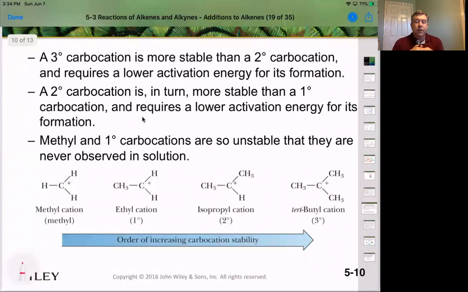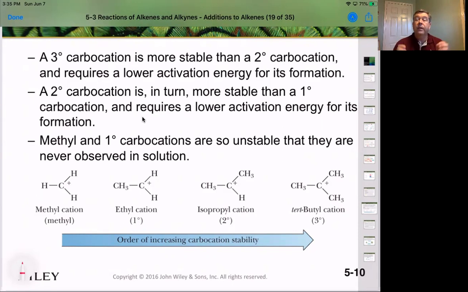Okay, so in the case of our regioselectivity, the reason it's selective is tertiary carbocations are more stable than secondary carbocations. Remember, tertiary is a carbon with 3 other carbons bonded to it. Secondary is a carbon with 2 other carbons bonded to it and a hydrogen. A secondary carbocation is a little more stable than a primary carbocation, which is a carbon with just 1 other carbon and 2 hydrogens. Now, we rarely see a methyl or a primary carbocation in solution because they're not very stable.